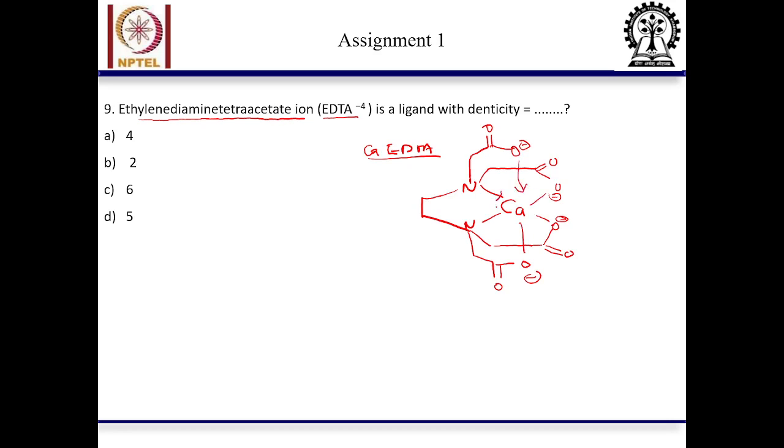So this kind of octahedral arrangement will be there in the calcium EDTA structure. We see calcium EDTA or magnesium EDTA, this kind of octahedral. So it has 6 donor sites, which means denticity is 6: 4 oxygens coming from the acetate ions, and 2 from the nitrogens. Okay, so option C is correct for this question.